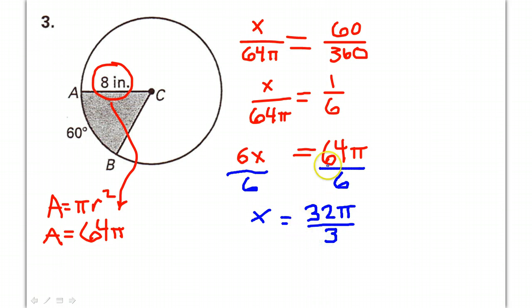I'm reducing. Look at 64 over 6. Do you see how they're both divisible by 2? We definitely want to reduce that for the exact version of the answer. So the exact version of the answer is 32 pi over 3. And I believe you were about to give me the decimal version. It's 10.7 times pi, so 33.6.